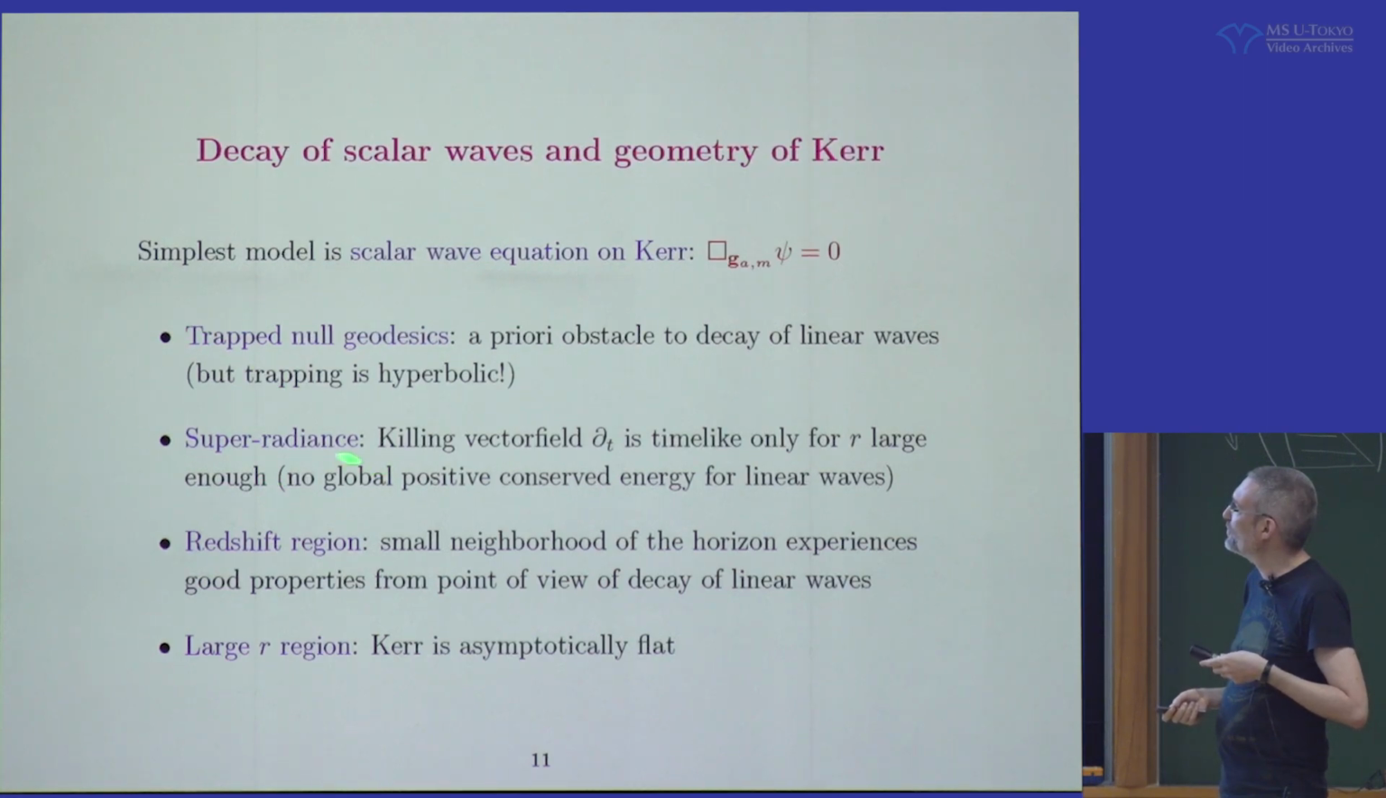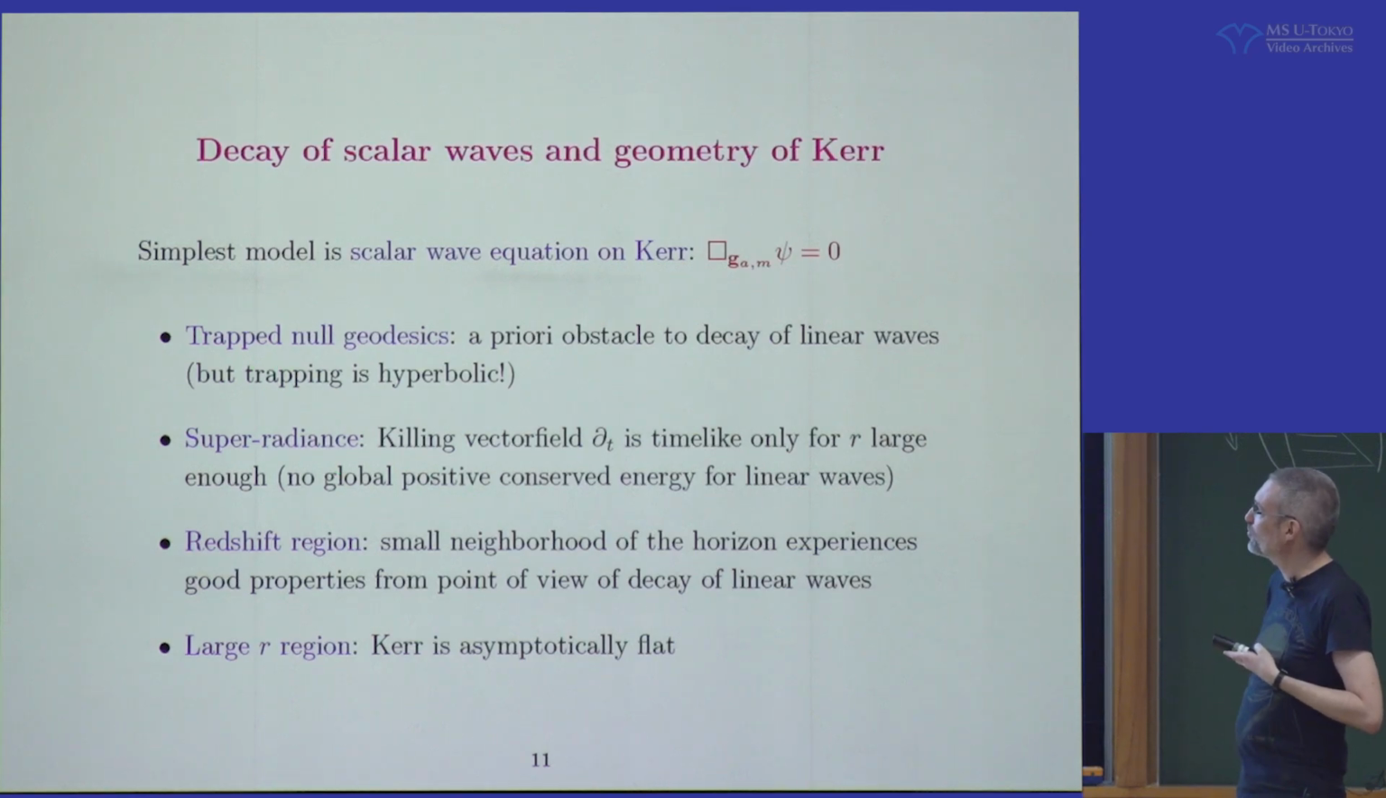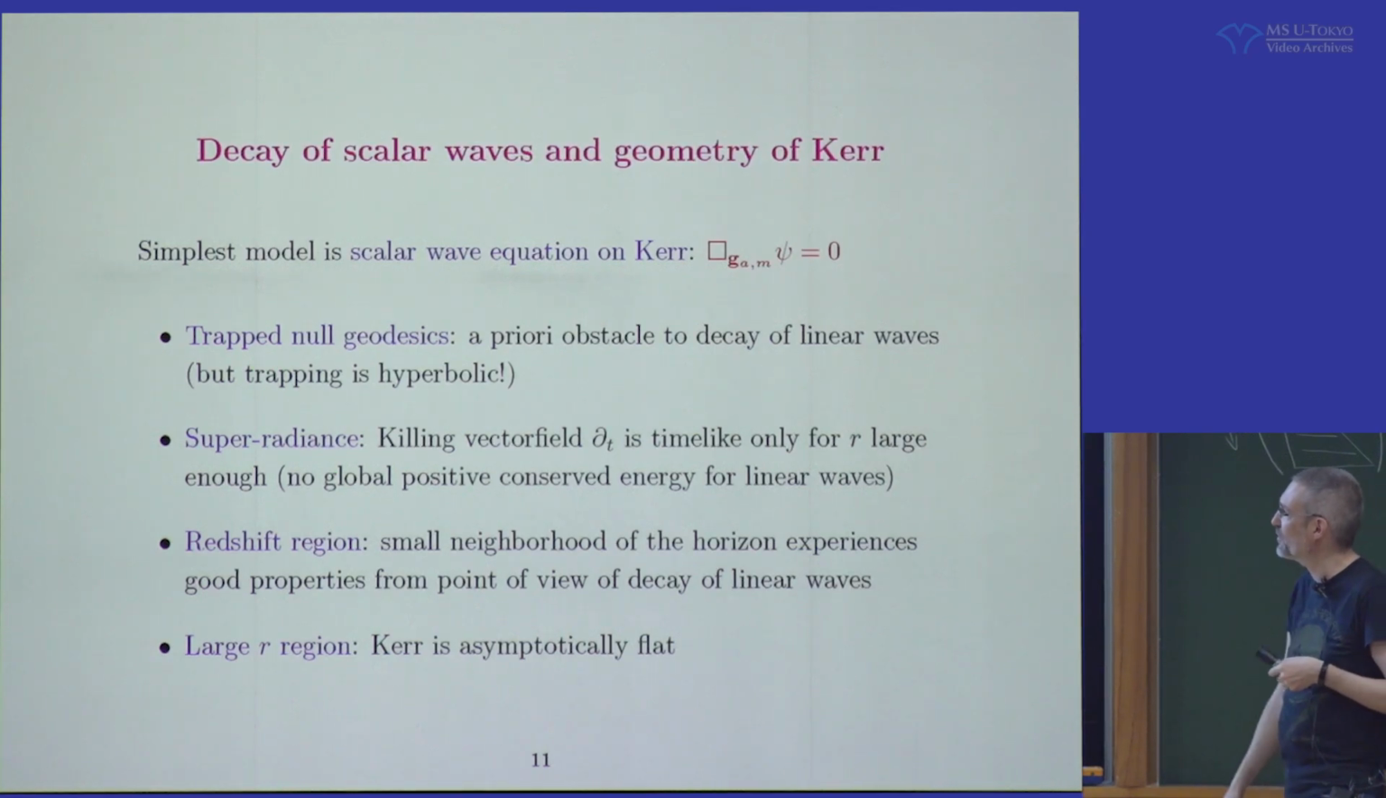Another issue you have to deal with is superradiance. Superradiance is the fact that you do have a Killing field because Kerr is stationary, and this will induce, by Noether's theorem, a conserved quantity. Usually the analog in Minkowski will give you a positive, coercive quantity, so a global positive quantity. But in Kerr, because the vector field ∂_t is timelike only for large r, your conserved quantity is only positive for large r, but not for small r. And this is another problem if you want to rely on this energy-type method.